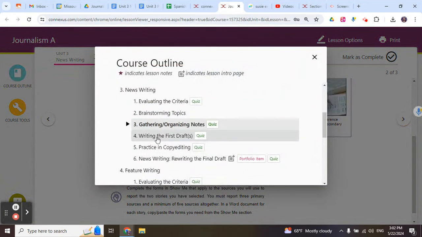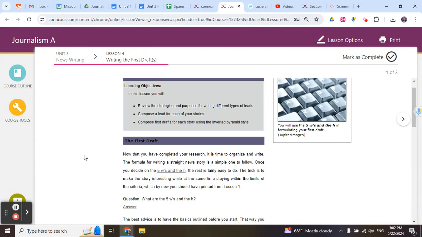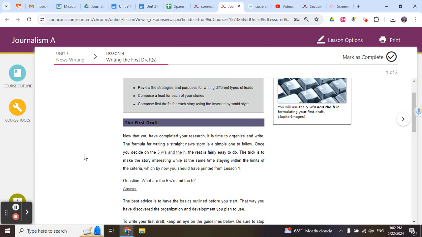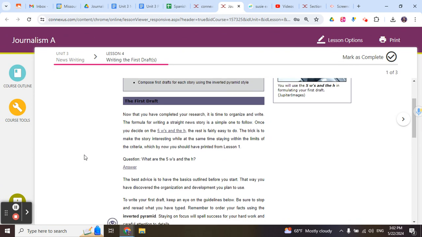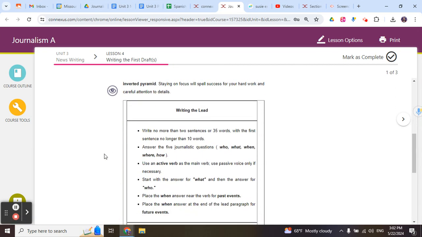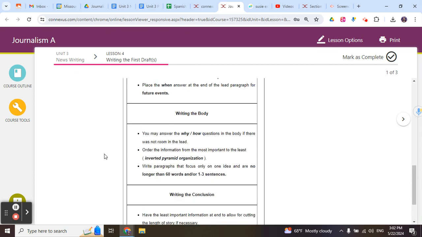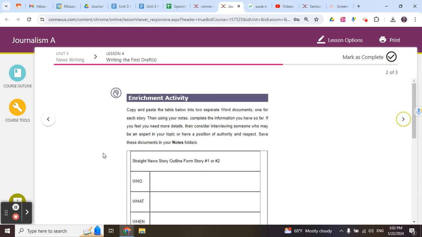And then in lesson 4, you should have, or well, you probably didn't, but you could be writing your rough draft. I mean, this isn't really due till the end, so it doesn't matter. Okay, so again, the 5 W's, right? Who, what, where, when, why, and then the H is how. Okay, so that is what you're focusing on. This gives you more information about how to structure it.